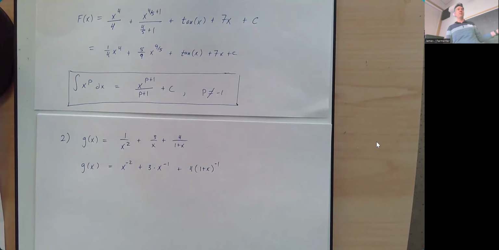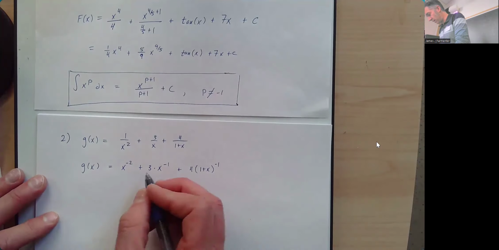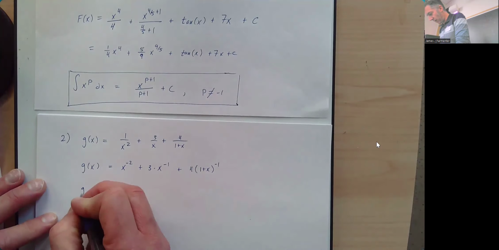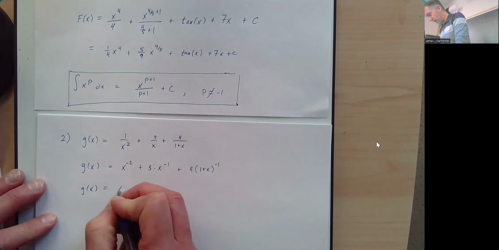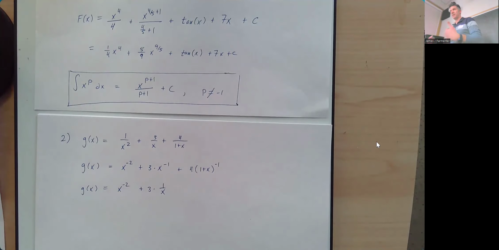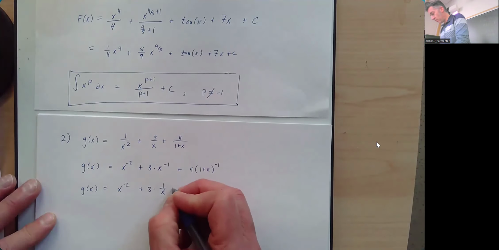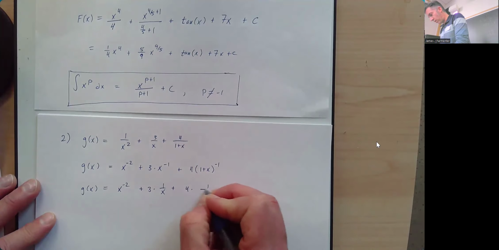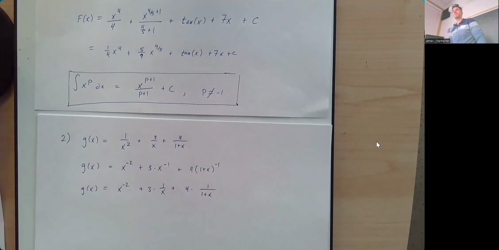I can't add 1 and get 0 and then divide by 0. Divided by 0 is not a big deal. It's not good at all. So instead of doing this, I would probably leave it as x to the negative second plus 3 times 1 over x, or if you prefer 3 over x, although I kind of like to see the constant out in front, plus 4 times 1 over 1 plus x.